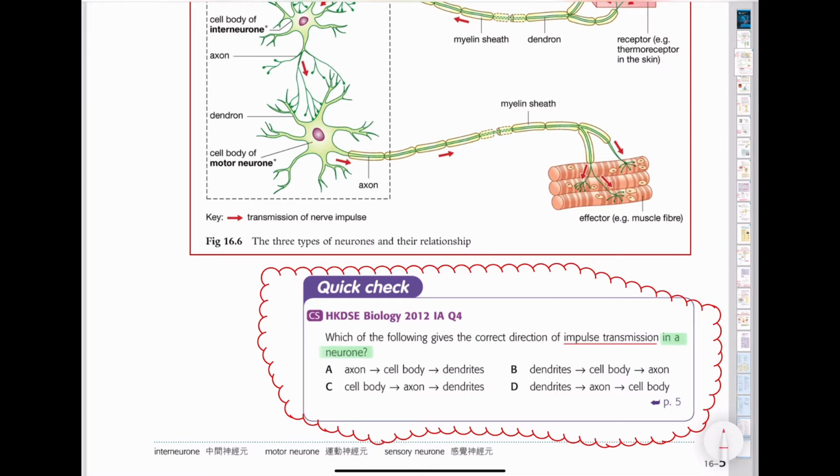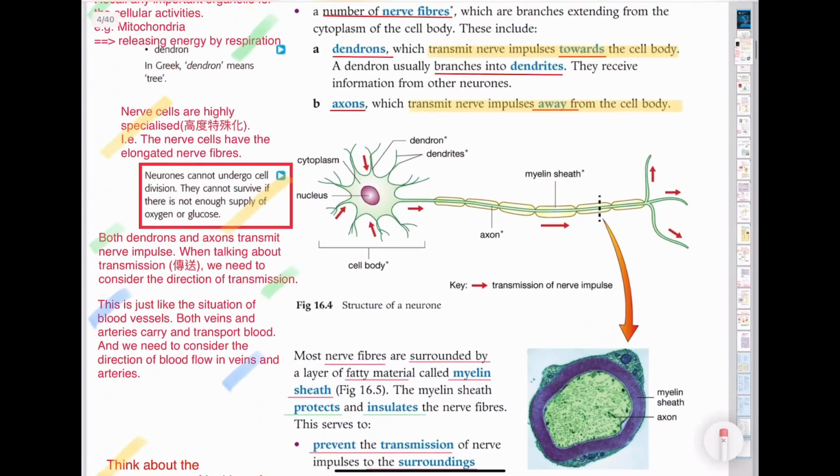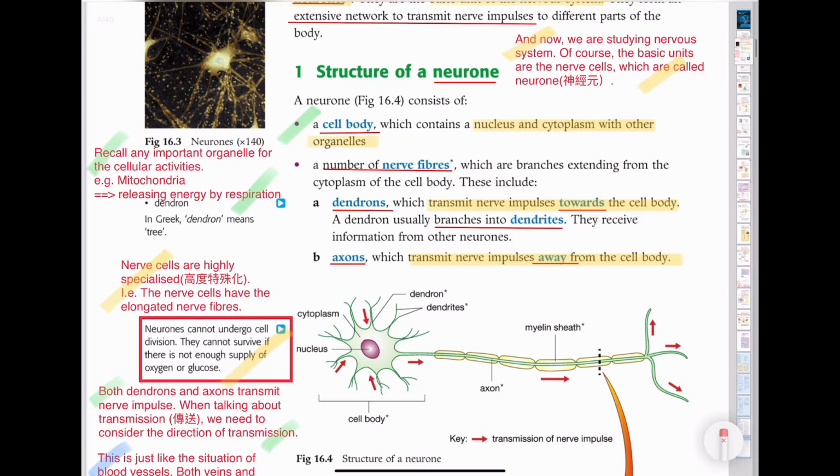transmission in one neuron. You can see that in A, B, C, D, there is the structure of one single neuron, as shown, with the cell body and the dendrites. Let's take this chance to recall the structure of a neuron. A neuron consists of the cell body and a number of nerve fibers.